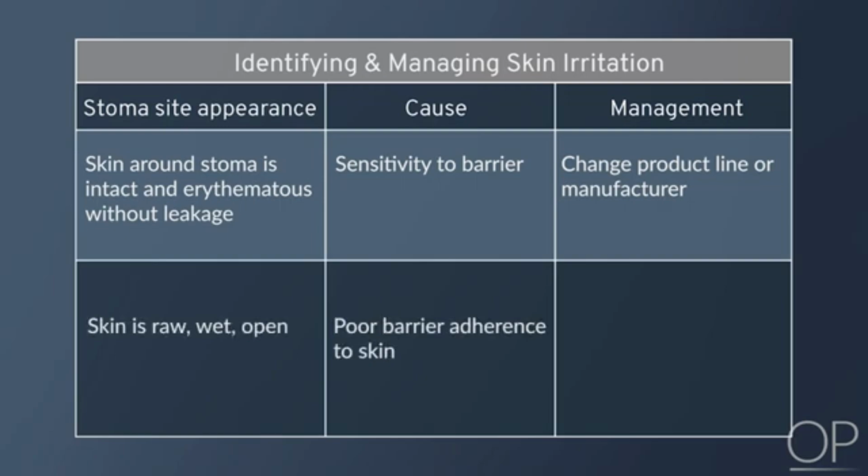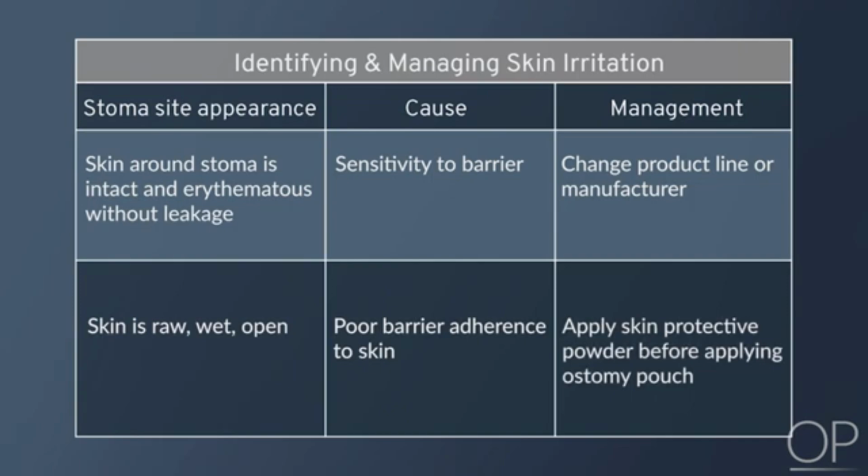If the skin is raw, wet, or open, the first basic treatment will be skin protective powder lightly patted with a protective barrier wipe to form a crust. Once that dries after 1 to 2 minutes, then the ostomy pouch can be applied.